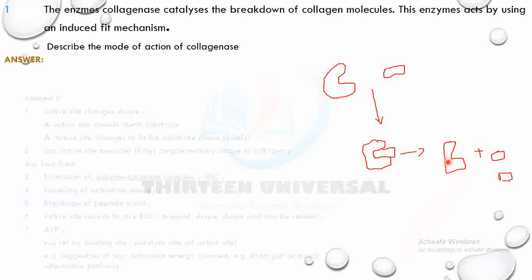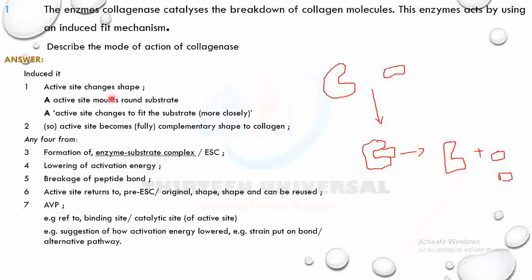So you see, the active site changes shape. We must mention it. The active site molds around the substrate. That's the same thing. So the active site changes to fit the substrate more. The active site becomes fully complementary to collagen. So when it changes shape, it becomes fully complementary. Any of these, and the formation of the ES, enzyme substrate complex.